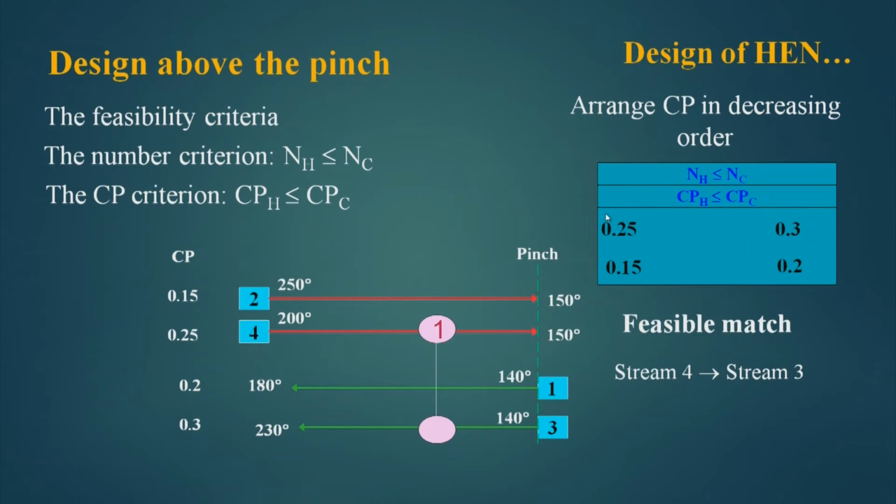So, there is a match between these two. Now, if I am doing a match between these two, CPC is more than CPH, and hence this match is valid. And while discussing the CP rule, we have seen that if we obey these CP rules, there is no question of delta T minimum violation, because the temperature profiles will diverge and never converge, and based on that the CP rules have been created. So, we put a match between this and this.